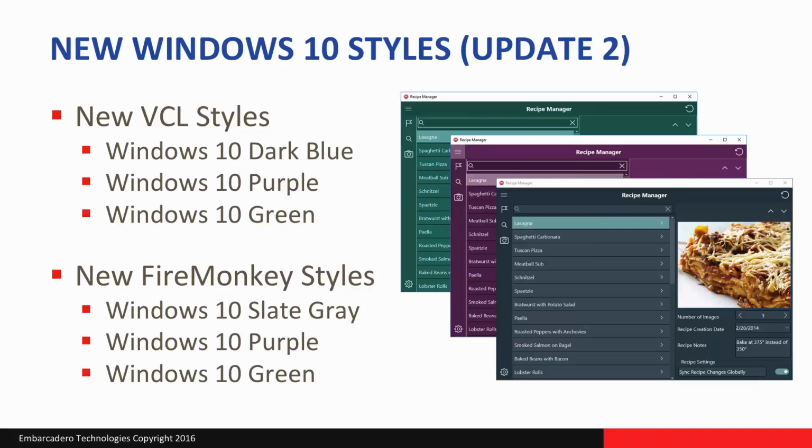We have some new Windows 10 styles as well in Update 2, both for VCL and for FireMonkey. These follow styles that are commonly seen on Windows 10 applications, and so we've made variations of those available in both VCL and FireMonkey versions. You can see a screenshot there on the screen. It's a great addition to help keep your application looking up to date and fit in with other Windows 10 apps.